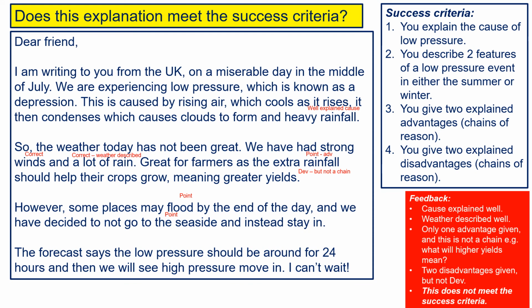So overall, the cause was explained well in the first paragraph. The weather was described well. Only one advantage was given, and this was not in a chain of reason. For example, what will higher yields mean? 2 disadvantages were given, but they were not developed. Therefore, this was not meeting the success criteria. So, follow the success criteria really well and write at least one side of A4. Okay guys, good luck.